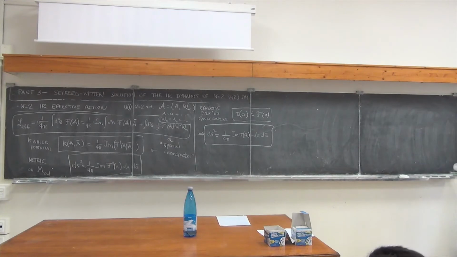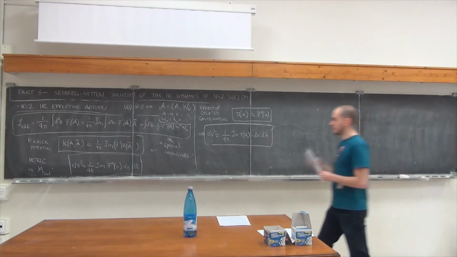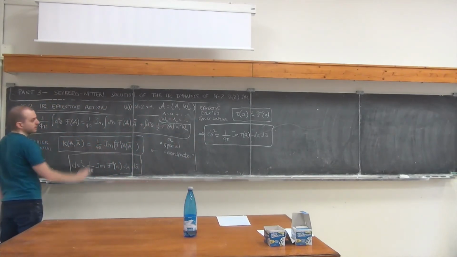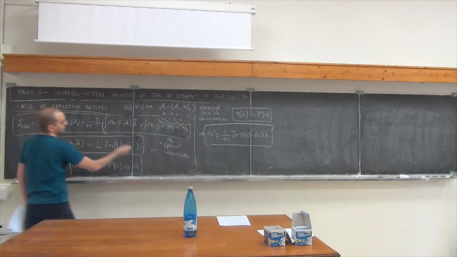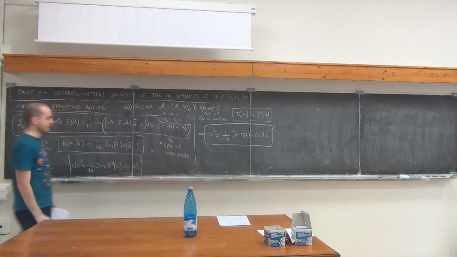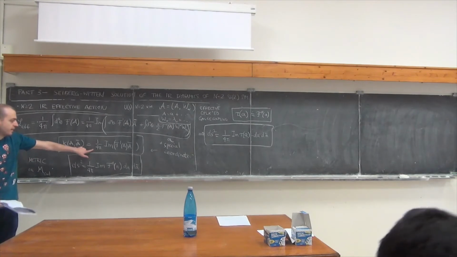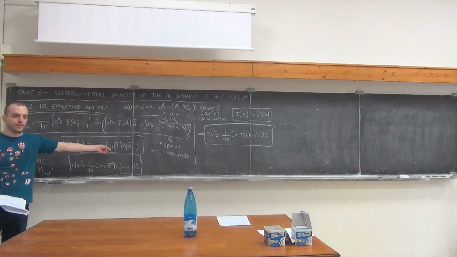Okay. Excuse me? Yes. As always, the imaginary part is taken on both of those terms, right? Yes. So indeed, here in the Kähler potential, I had the above the axis. Yeah. Sorry. Exactly. So indeed, in the Kähler potential, I have an imaginary part in the problem.